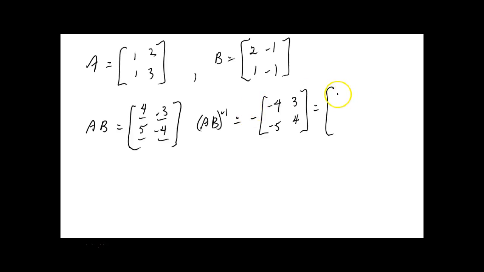So that'll be 4, -3, 5, -4. Do you notice anything? That is AB. So in this case, AB is its own inverse.